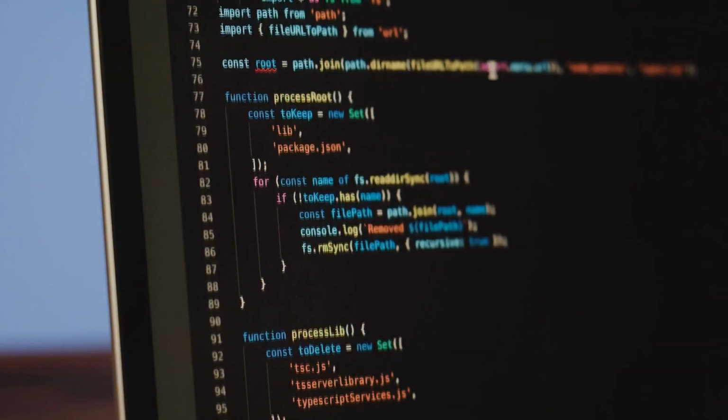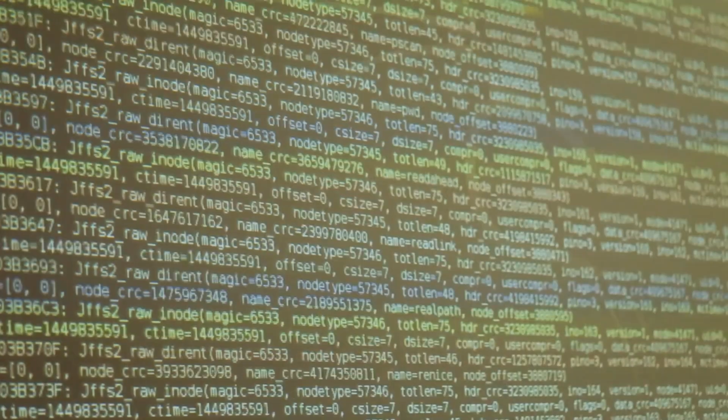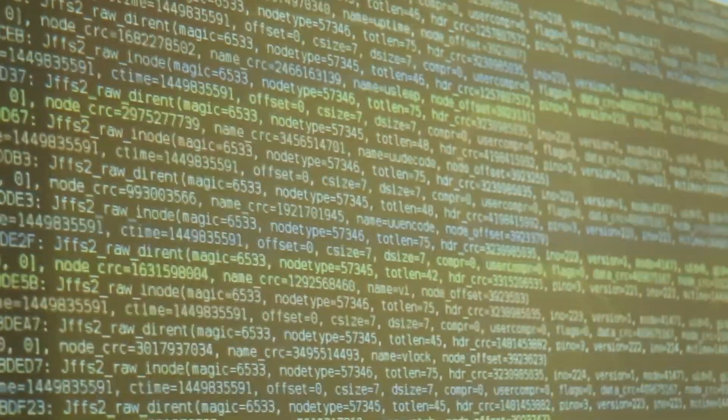Case toggling. WAFs often rely on pattern matching to identify malicious code. Changing the case of letters in a malicious payload can sometimes bypass these filters. For example, changing SQL to SqL might be enough to fool a simple WAF.